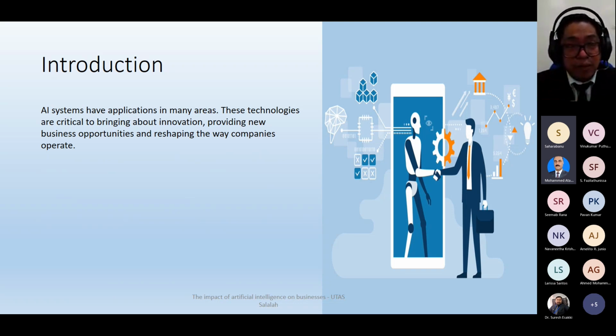Later on, we will also come across technologies which we call ML, which is machine learning, and seemingly like controlling a driverless car or vehicle. So AI systems have applications in many areas. These technologies are critical to bringing about innovations, providing new business opportunities, and reshaping the way companies operate.